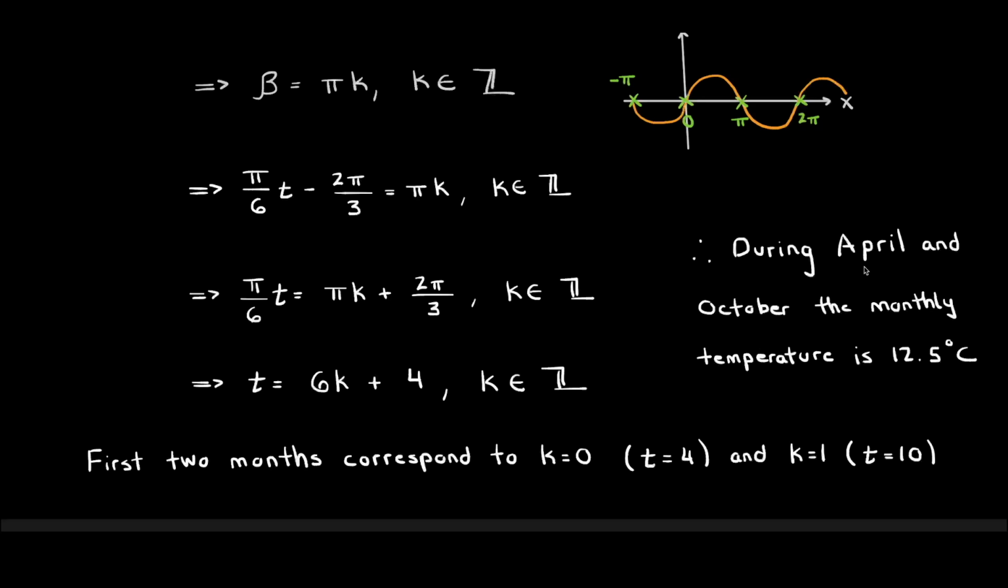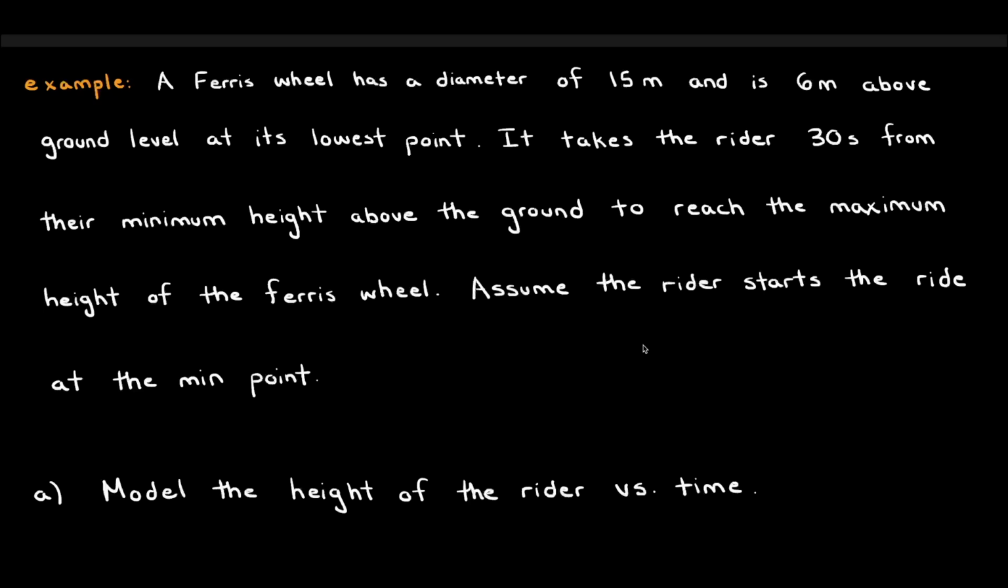These are the 2 months in which the monthly temperature is exactly 12.5 degrees Celsius. Okay, great. Now let's take a look at the next problem. The next problem is about a Ferris wheel.